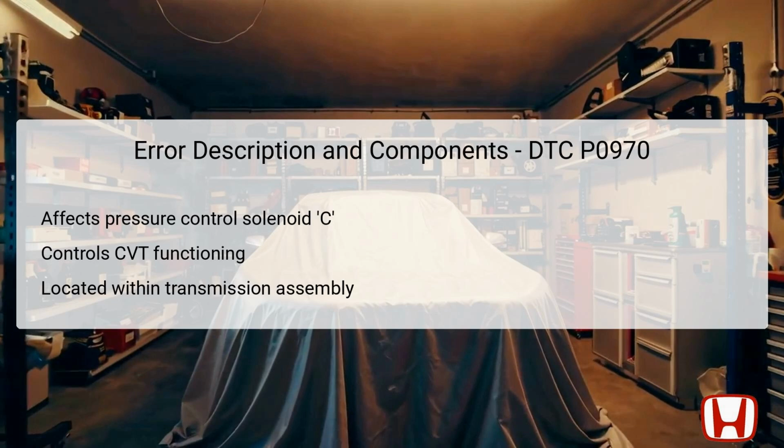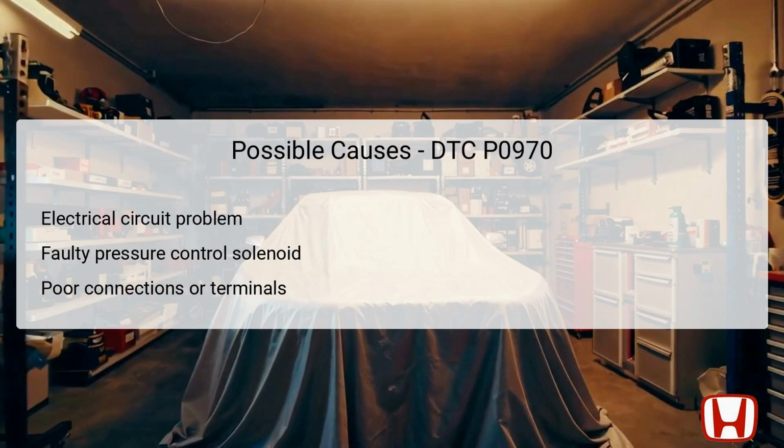The electrical circuit related to this solenoid is critical. Thus, understanding its role aids in effectively troubleshooting the error. It's important to note that malfunctioning solenoids can directly affect drivability, leading to further complications if not addressed promptly. This trouble code P0970 stems from an electrical circuit issue, which signifies that mechanical problems within the transmission are not a cause here.